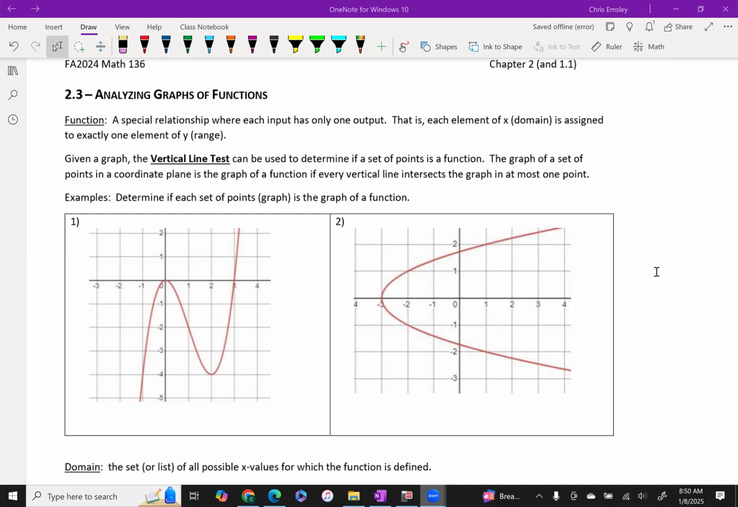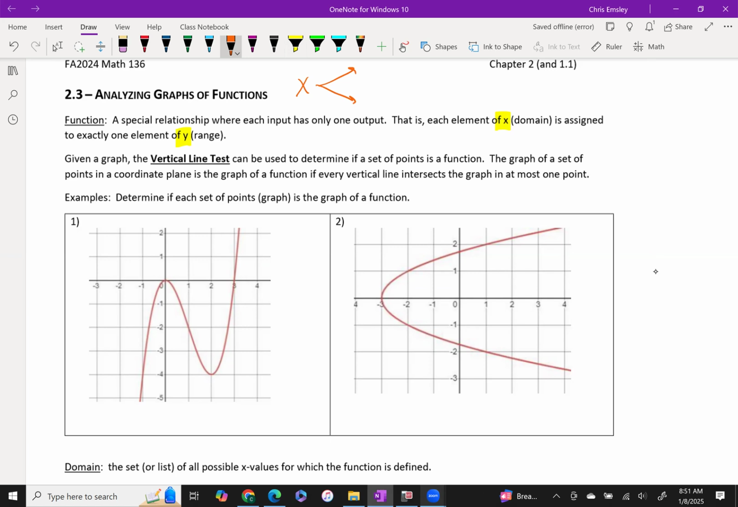But in order for it to be a function, it has to meet that requirement that each input has only one output. And so when we're talking about equations, what that means is each element of x, every x value, our domain, is assigned to exactly one element of y, our range, okay? So what that means is you can't have an x value that gives you answers of two different y values. Every x has to go to just one y.